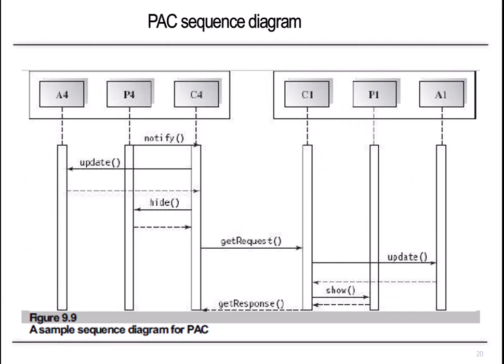This is the PAC sequence diagram. We have two different agents, and one agent is connected to the other using the controller. So C1 gets a response from the request from C4 of the other agent, and all the activities are initiated by the controller. So the controller updates the abstraction component and shows it to the presentation.